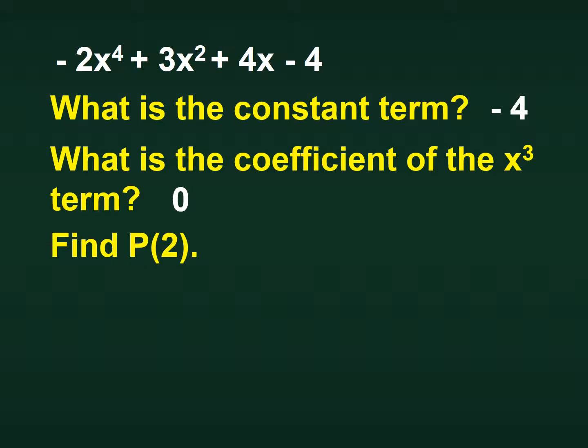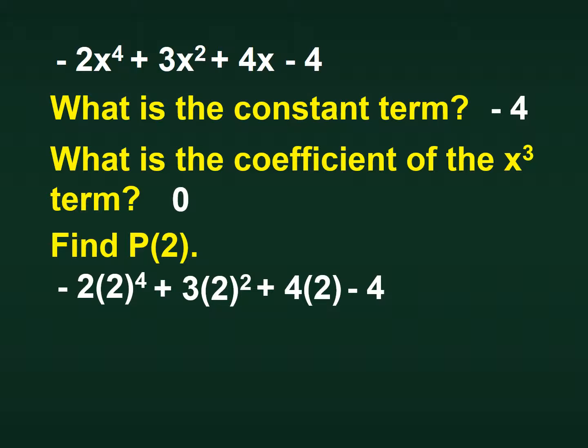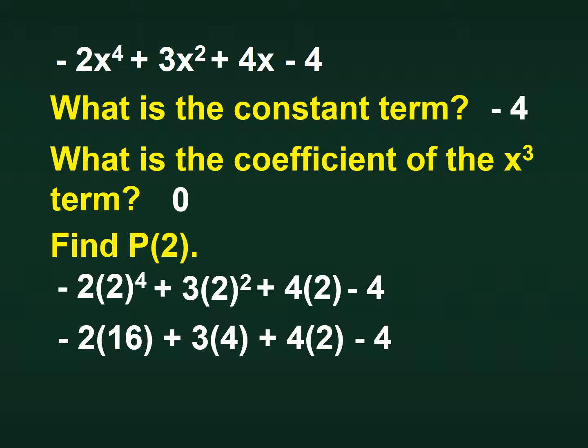Let's say we want to find p of 2. So this is like saying f of 2, but instead of using f of x, we're going to use p of x, because we have polynomials. Polynomials usually don't say f of x equals, they usually say p of x equals. So when they say p of 2, it's just saying find f of 2, like plug in 2 for x. So we're going to plug in 2 for x, and then we're going to evaluate.